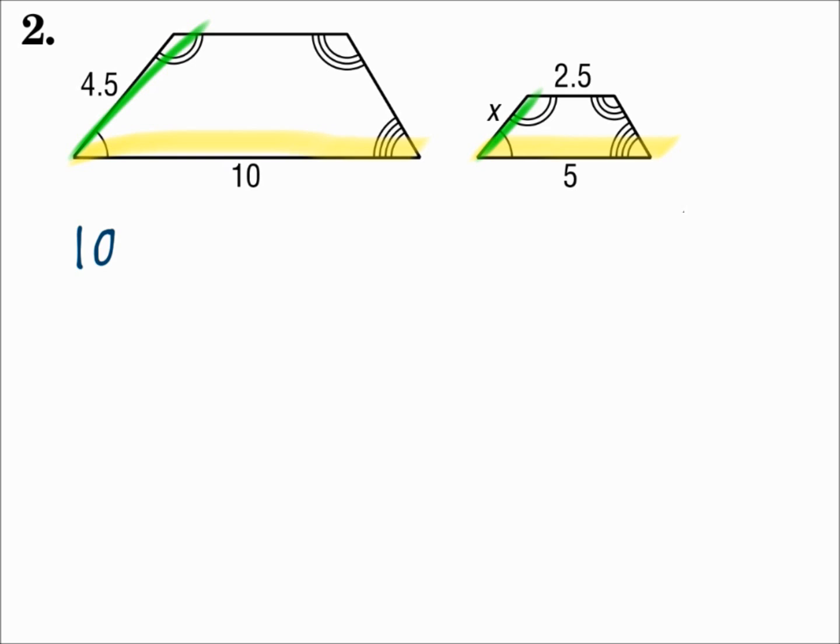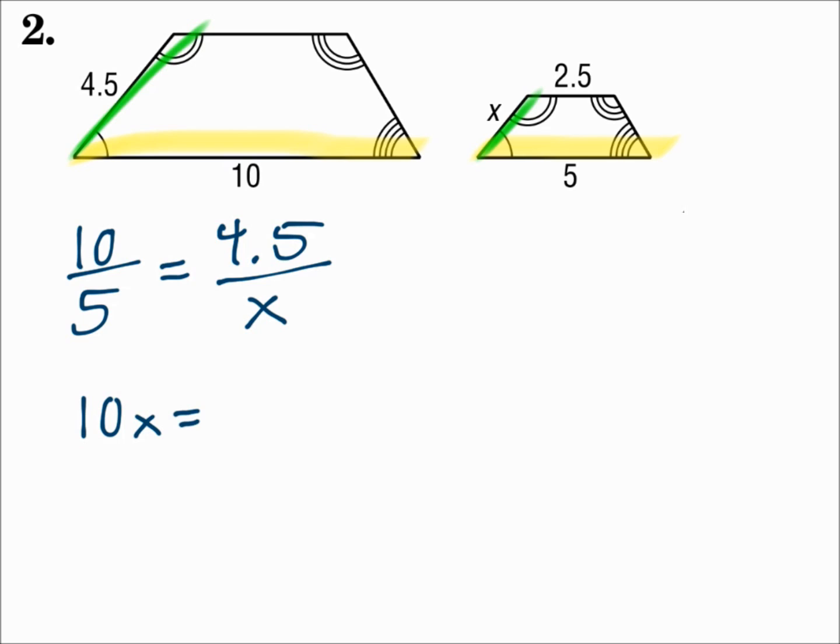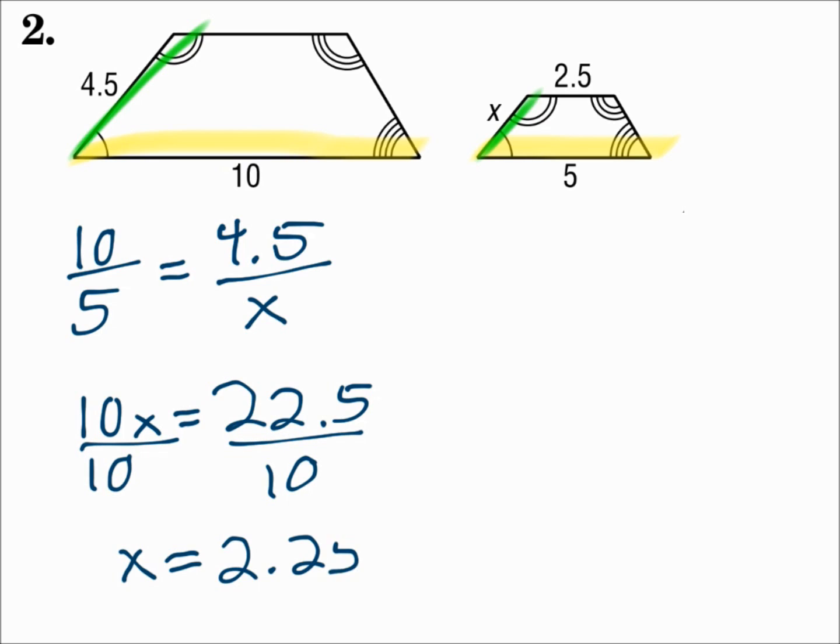So we can say 10 over 5, which is left over right, and that equals 4.5 over x, which is also left over right. Cross multiply and solve. 10 times x is 10x. 5 times 4.5 is 22.5. Divide both sides by 10, and x is 2.25.